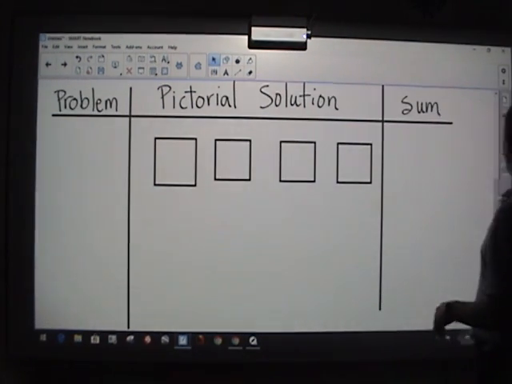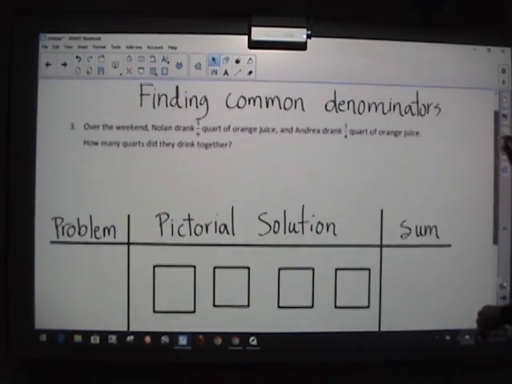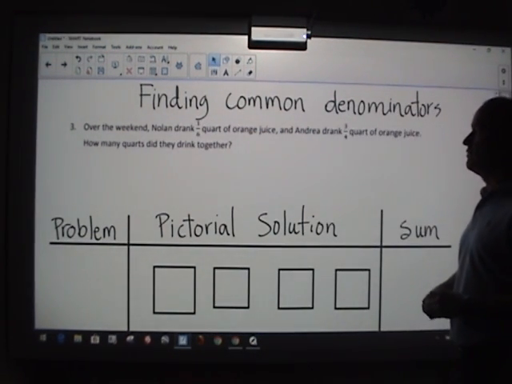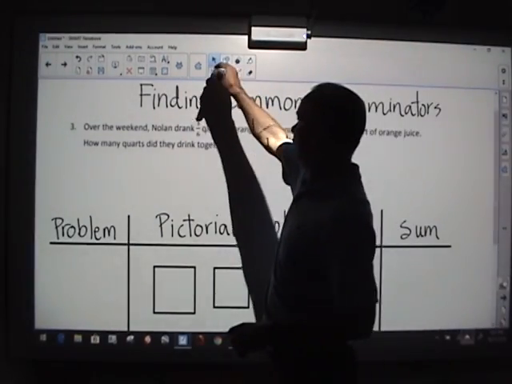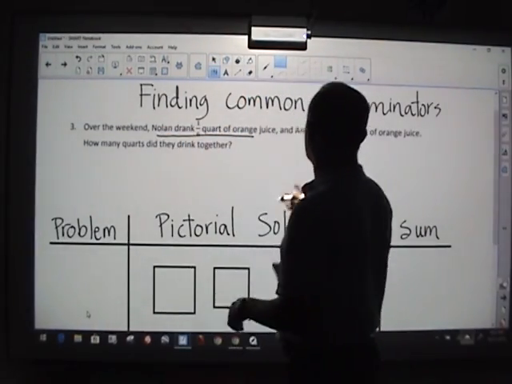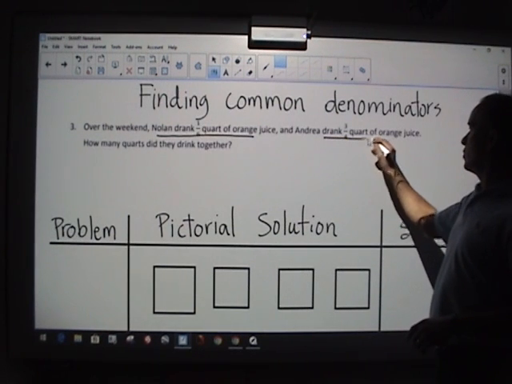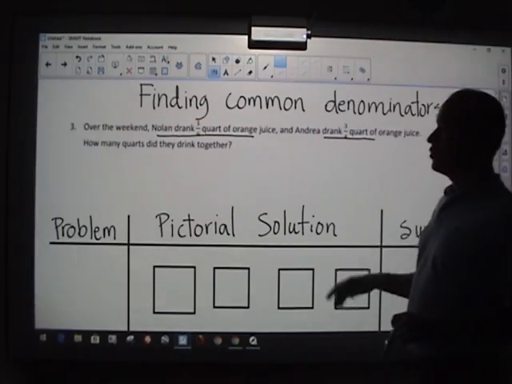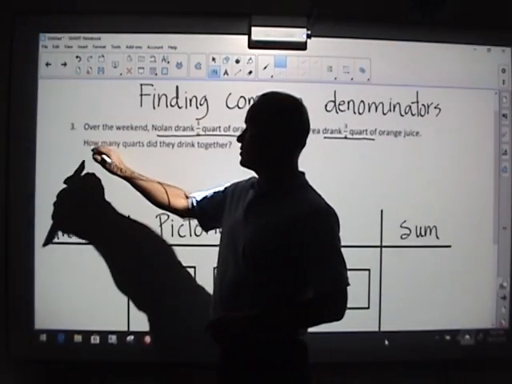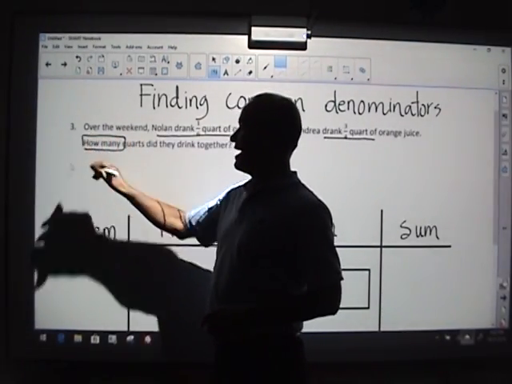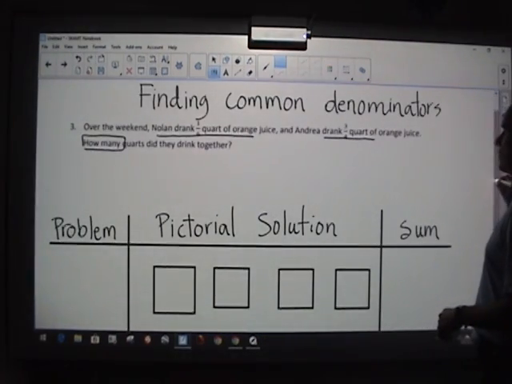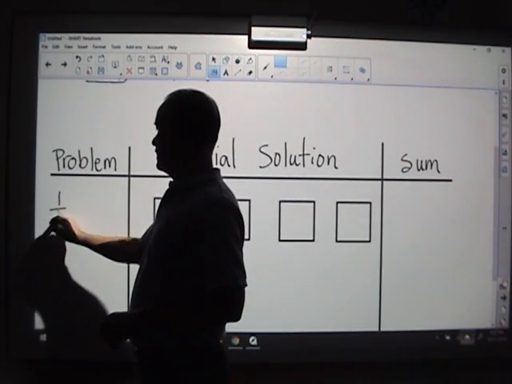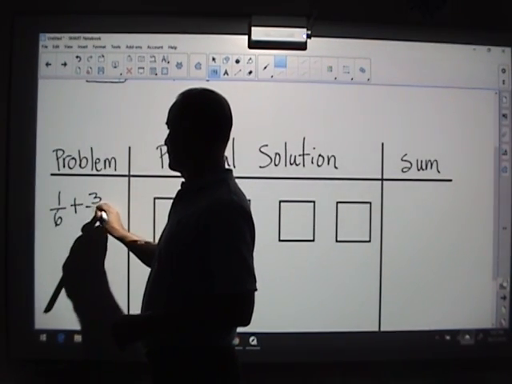So now, this time we have a word problem. Over the weekend, Nolan drank 1/4 quart of orange juice. So that is our information. And Andrea drank 3/4 quart of orange juice. How many quarts did they drink together? So how many quarts indicates that we're going to add. So let's add those two fractions together. It's going to be 1/6 plus 3/4.